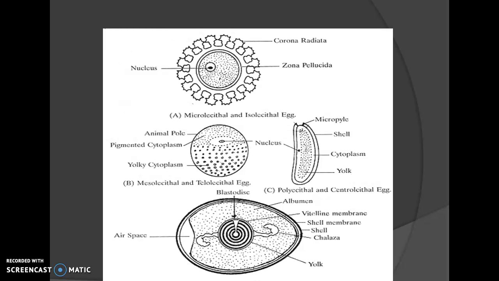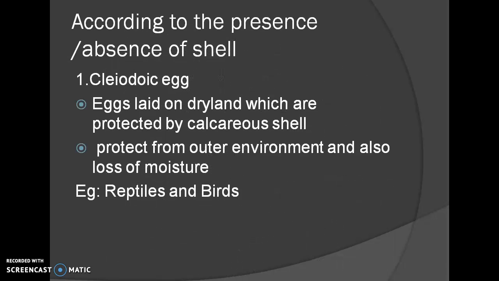Okay, so that's all about the classification based upon the amount of yolk and also the distribution of yolk. Then according to the presence or absence of shell, we again classify eggs into two different types. They are called cleidoic eggs and non-cleidoic eggs. The eggs which are laid on dry land, which are protected by a calcareous shell, for example a hen's egg. This is an egg which is laid on dry land. So these are called cleidoic eggs.